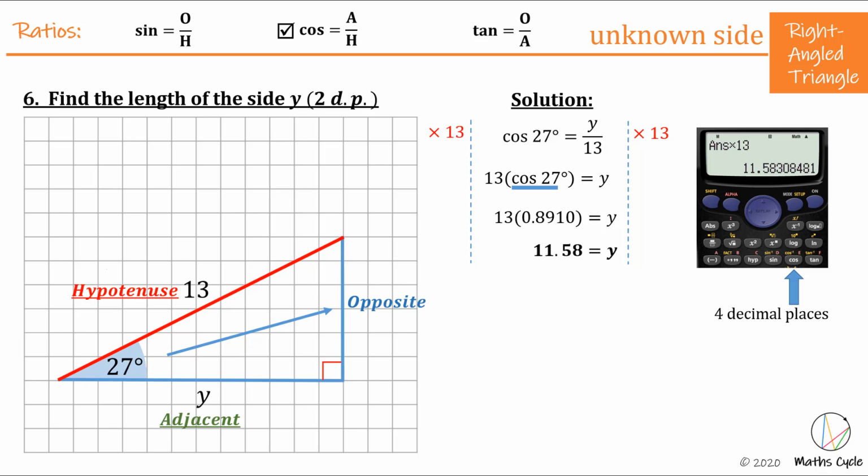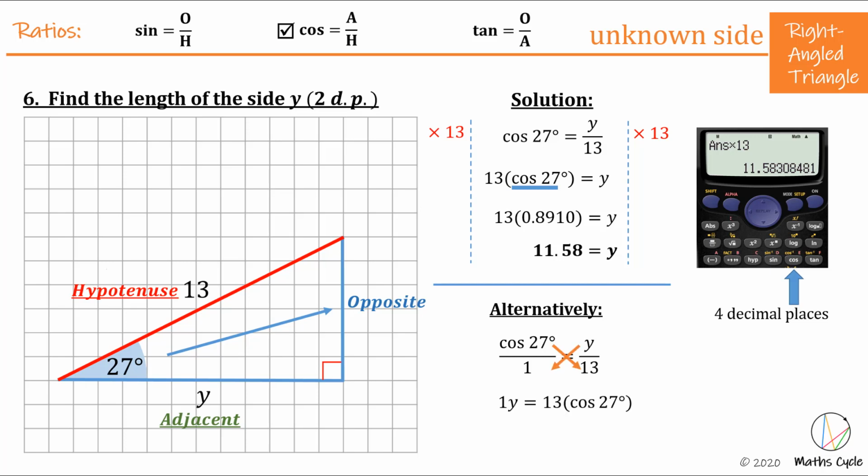So my answer is 11.58, or alternatively put your cosine of 27 over 1 and cross multiply. So we have y equals 13 times cosine 27, which we can put straight into the calculator and get our answer 11.58. So hopefully at this stage you're getting a little bit quicker at your solutions and finding your own rhythm and what way you like to solve out your equations.